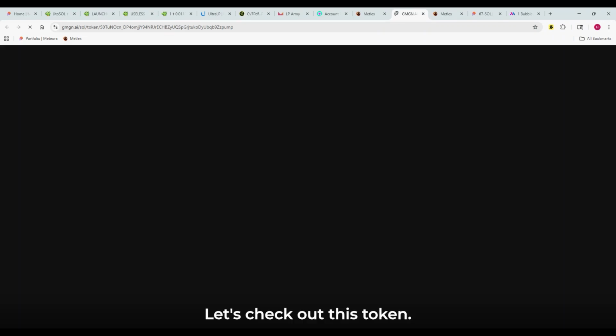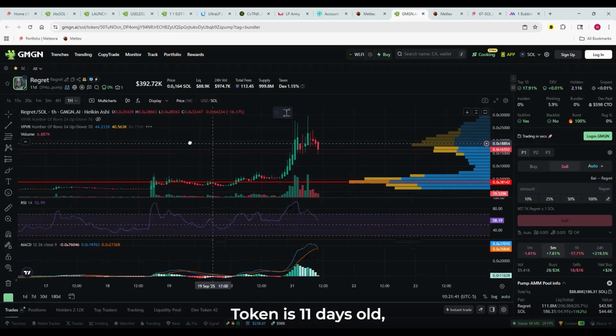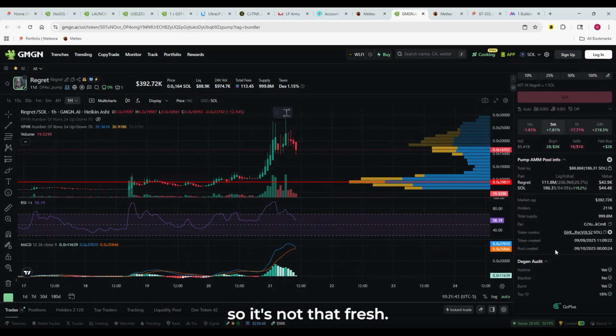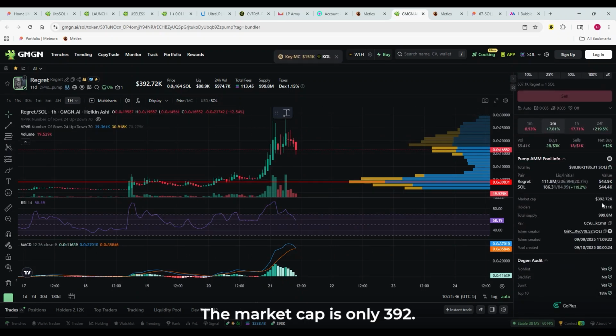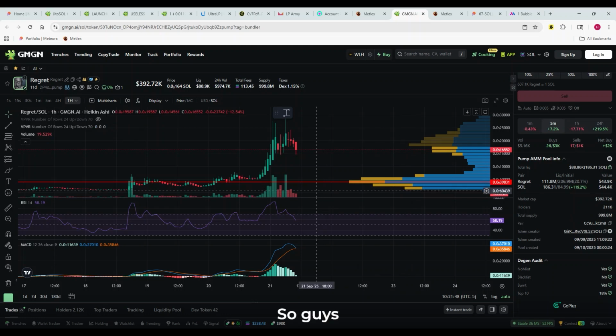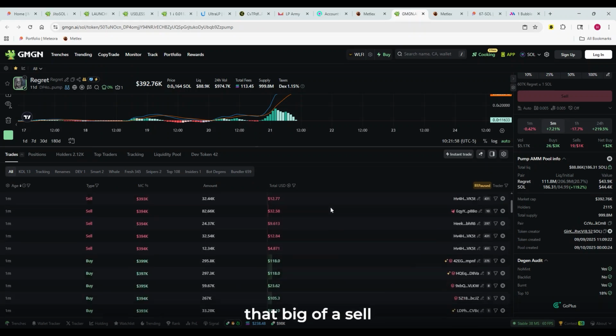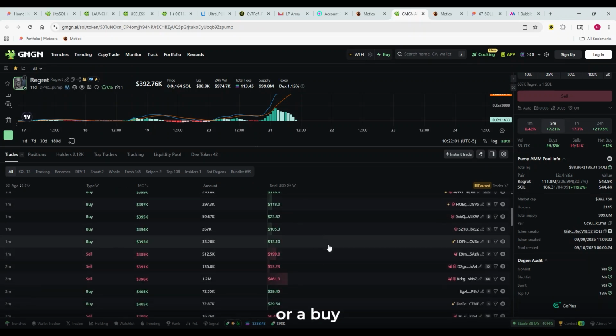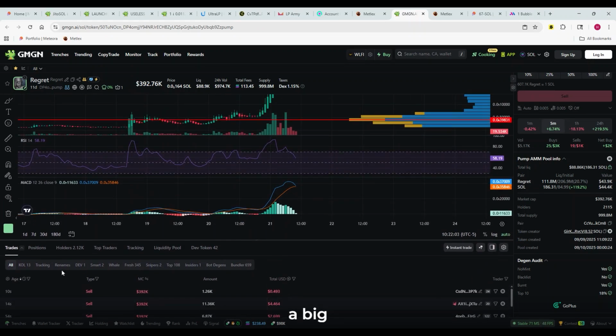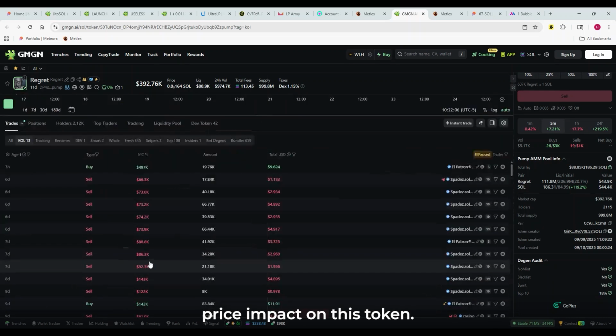Let's check out this token. Okay, this token is 11 days old, so it's not that fresh. The market cap is only 392. So guys, remember with these lower market caps, it doesn't even have to be that big of a sell or a buy to have a big price impact on this token.